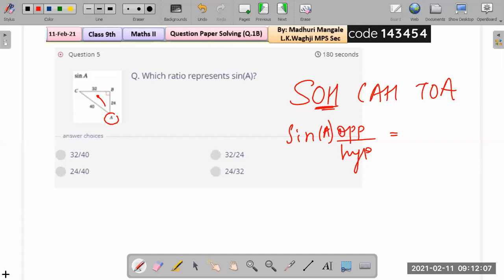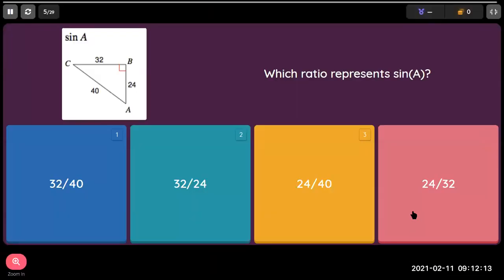Okay, and I'll give you another 10 seconds, students. Quickly try it out. Be sure that you're using paper pen, because when I switch screen, you won't be able to see the formula and the working. So please make sure you're using paper pen and trying to solve each and every question. Okay, that is the question. What is the ratio that represents sine A, that is opposite upon hypotenuse?